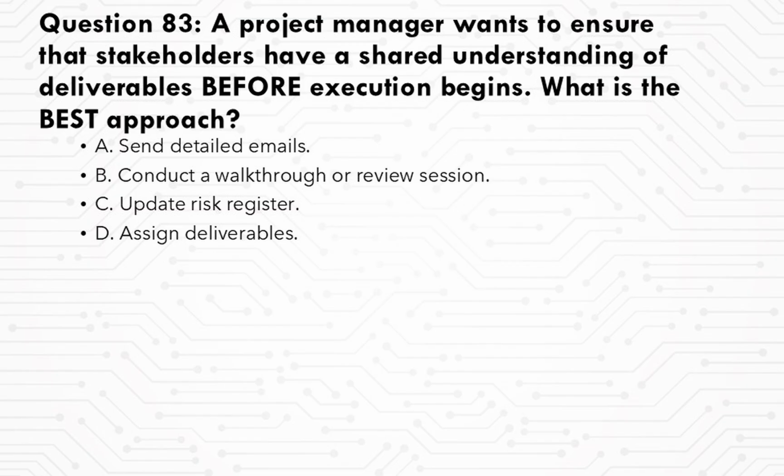Question 83. A project manager wants to ensure that stakeholders have a shared understanding of deliverables before execution begins. What is the best approach? A. Send detailed emails. B. Conduct a walkthrough or review session. C. Update risk register. D. Assign deliverables. Answer: B. Interactive reviews ensure alignment better than passive communication.